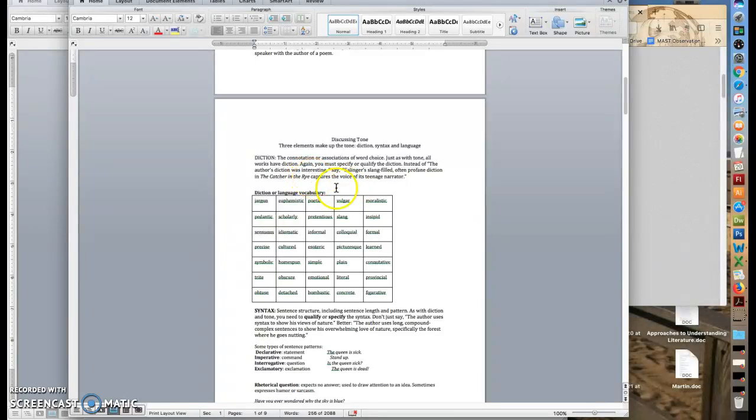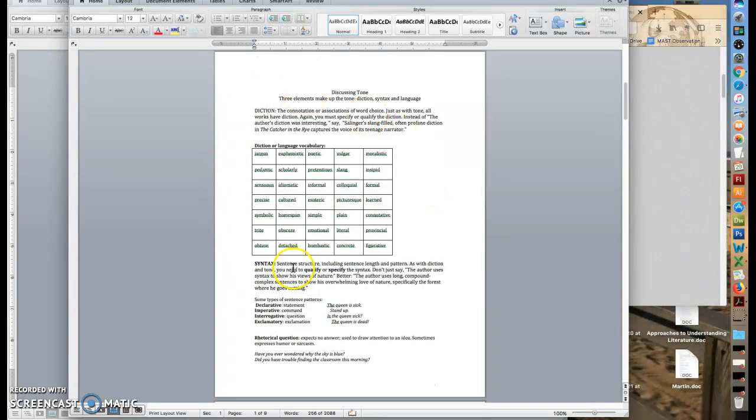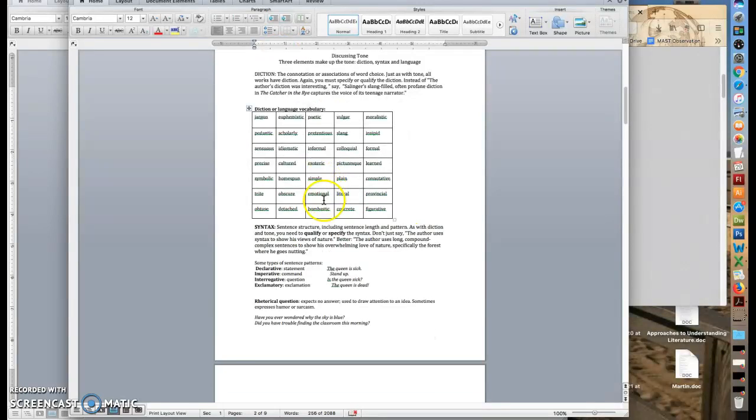So diction is the connotation of the word choice. Okay, and I gave you some words here that you can use to describe diction. All right, is the author's diction poetic? Is it colloquial? Right? Is it literal? Is it really figurative? Is it scholarly? Okay. If you don't know what any of those words mean, please look them up. It's really important that you do know the vocabulary when discussing tone.